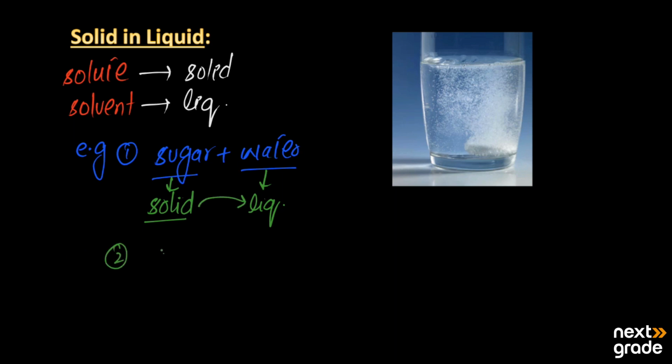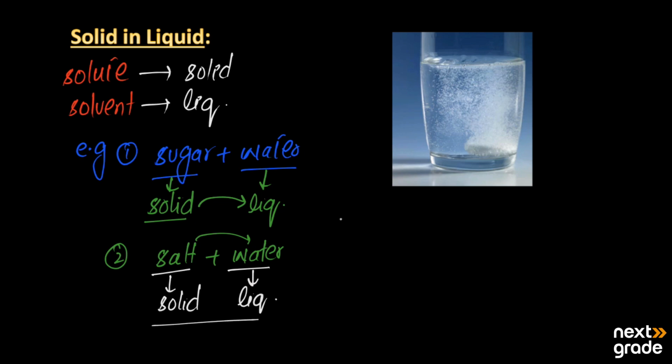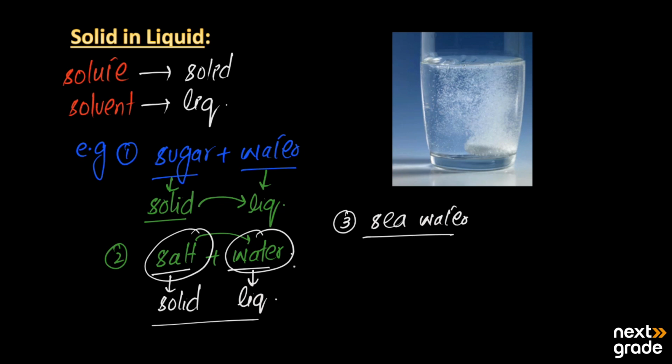Another example for this is salt plus water. When we add salt in water, here again the salt is in the solid state and the water is present in the liquid state. So this is a simple example of solid in liquid. And the third example we have is seawater. It already has dissolved salt in it. So this is an example of a solid in liquid solution. In this picture you can see that we have sugar particles in water. So this is the type of solution which we call a solid in liquid solution.